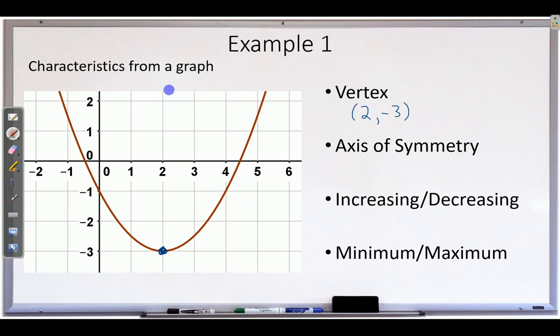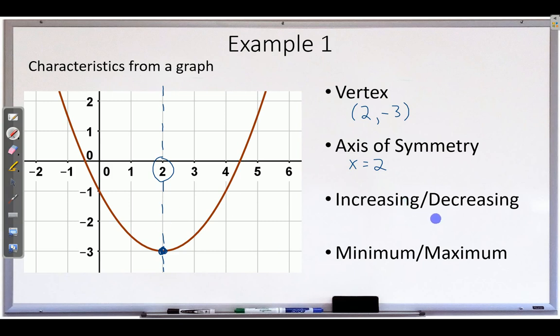The axis of symmetry. So symmetry means the same, essentially. That is the line where the left is the same as the right. It goes right down the middle. It should pass right through your vertex. It is this x value right here. And so you would call that x = 2. x = 2 is a vertical line, and you want to write it that way.